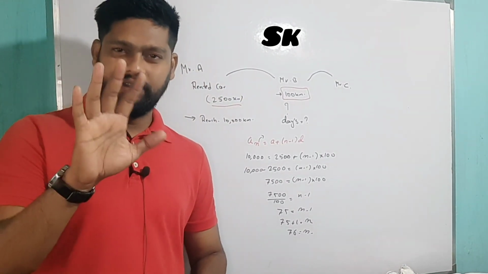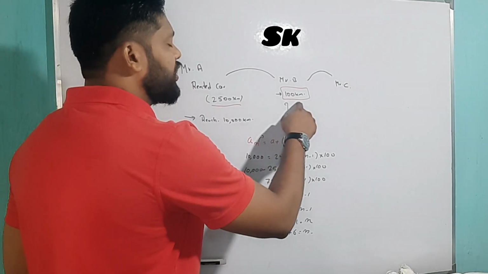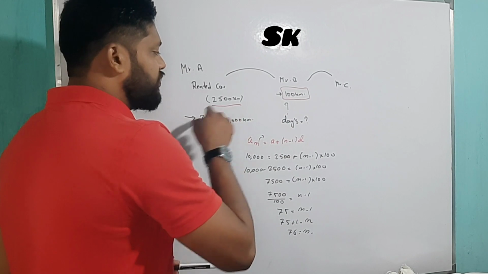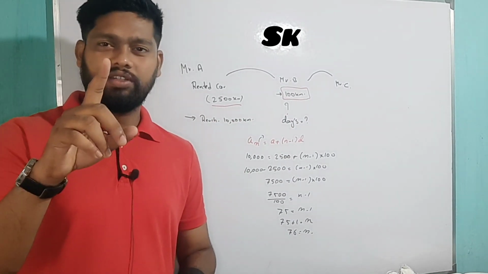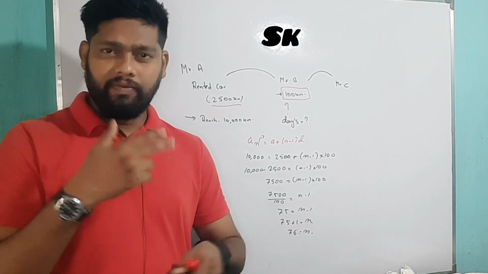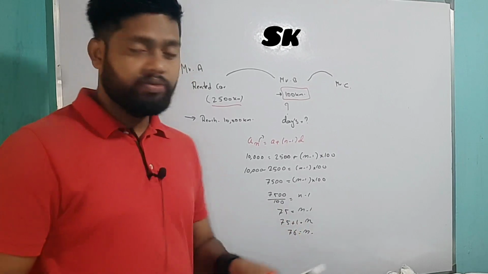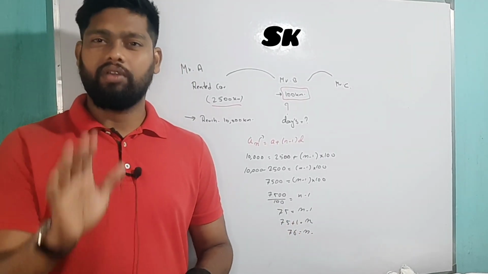It will take 76 days to reach 10,000 kilometers if I am traveling 100 kilometers every day, with 2,500 kilometers as my first value. He has given me 2,500 kilometers, and from there only I will count. So it will take 76 days. Sir, it became so simple. It is very simple.